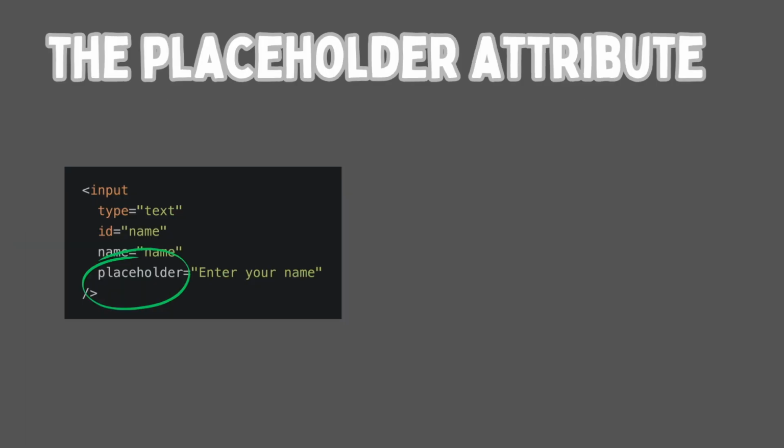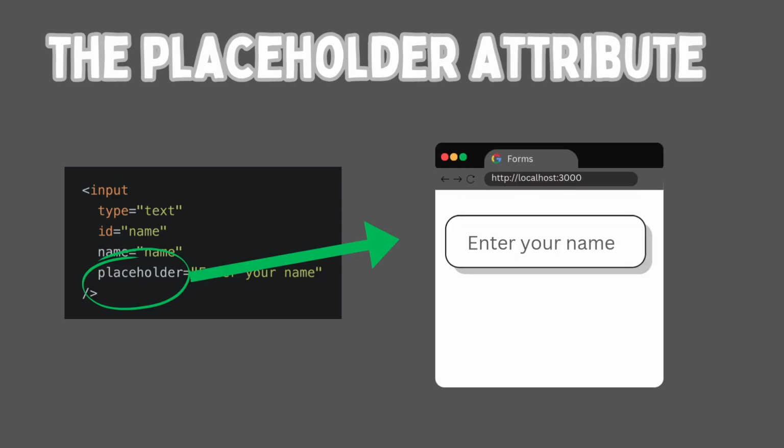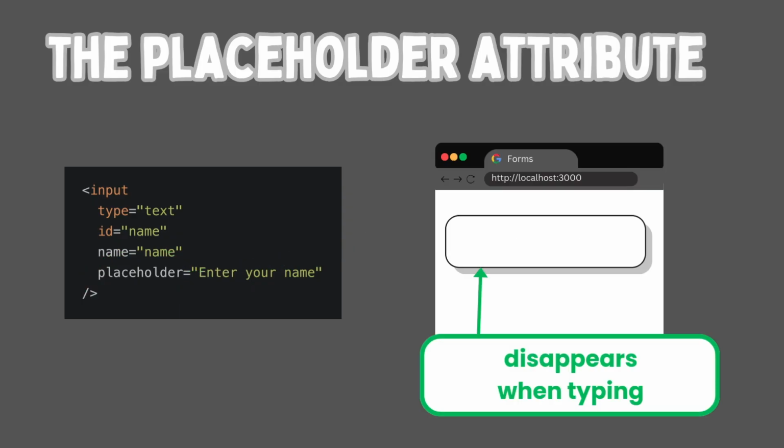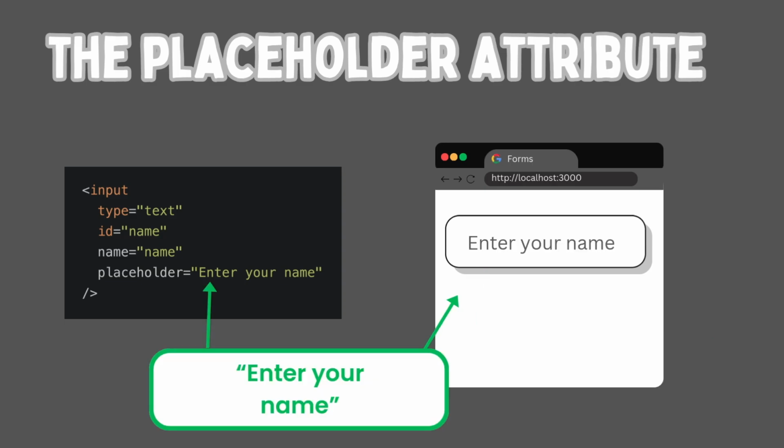The placeholder attribute provides a hint to users about what to enter in a field. It appears as light grey text inside the input box and disappears when the user starts typing. In this example, placeholder equals enter your name shows up in the text box before anything is typed. This makes it easier for users to understand what they should enter.